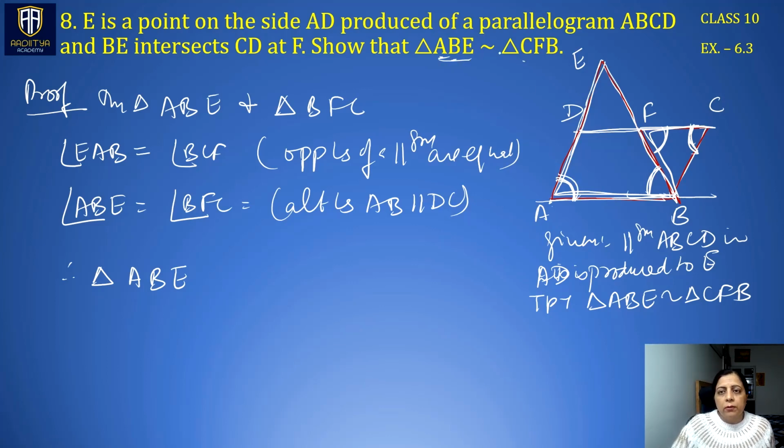You can check for the corresponding parts from here also if you get confused. A is equal to C. Yes, they are, because they are opposite angles of a parallelogram. B has to be equal to F. So B and F are equal because they are alternate angles. So you can cross check this order. Now triangle ABE is similar to triangle CFB. This is AAA similarity.